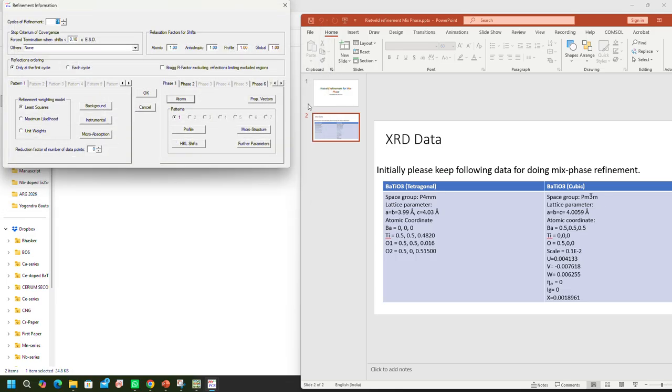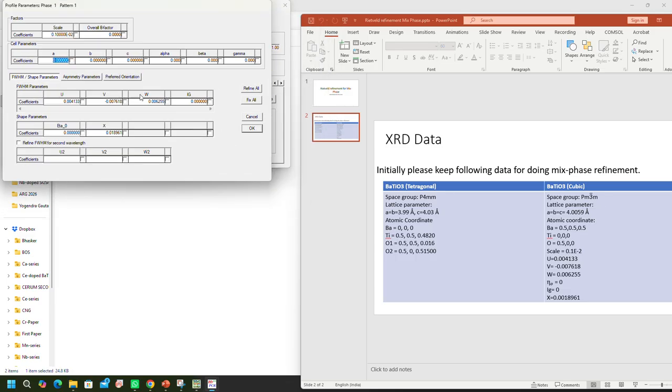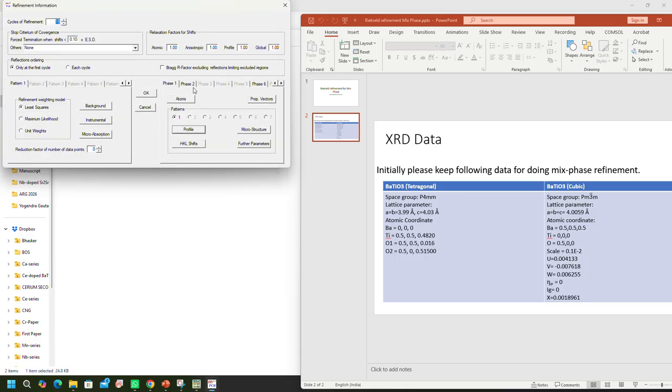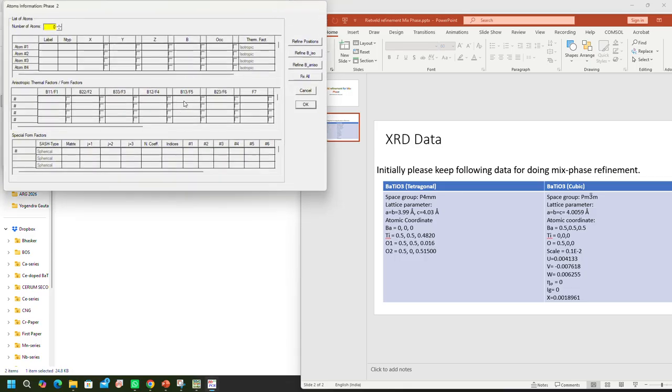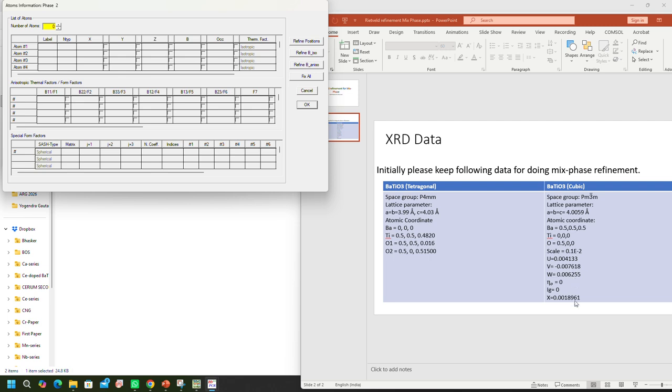So fix all, then okay, then go to the profile and put the lattice parameter for this 3.99 3.99 4.03, and the angle is 90 90 and 90, because for the tetragonal alpha beta and gamma is 90. Again fix all. Now you go to the phase 2. So in phase 2 again there are 3 atoms only. So 1 2 3.